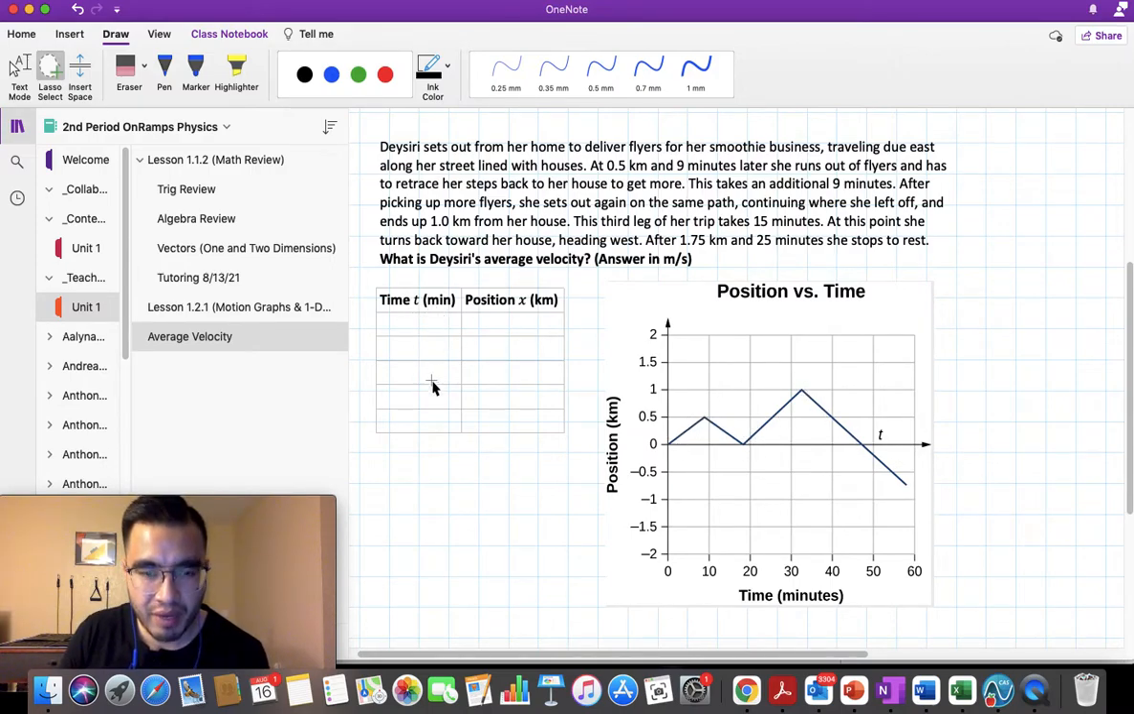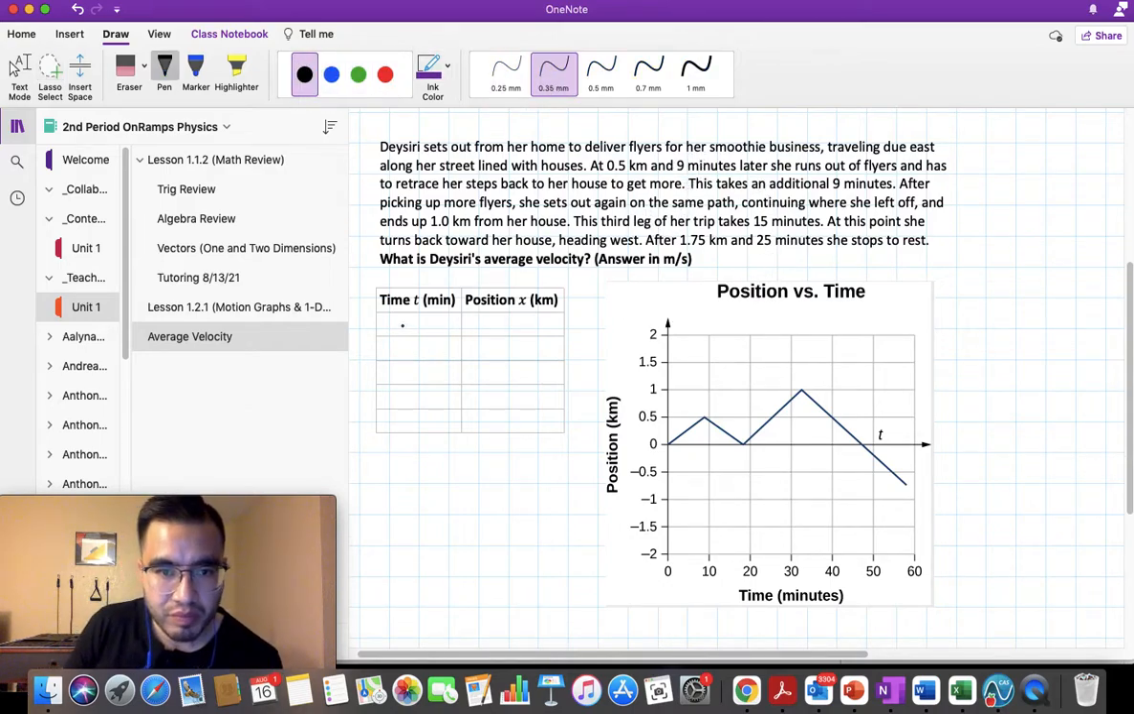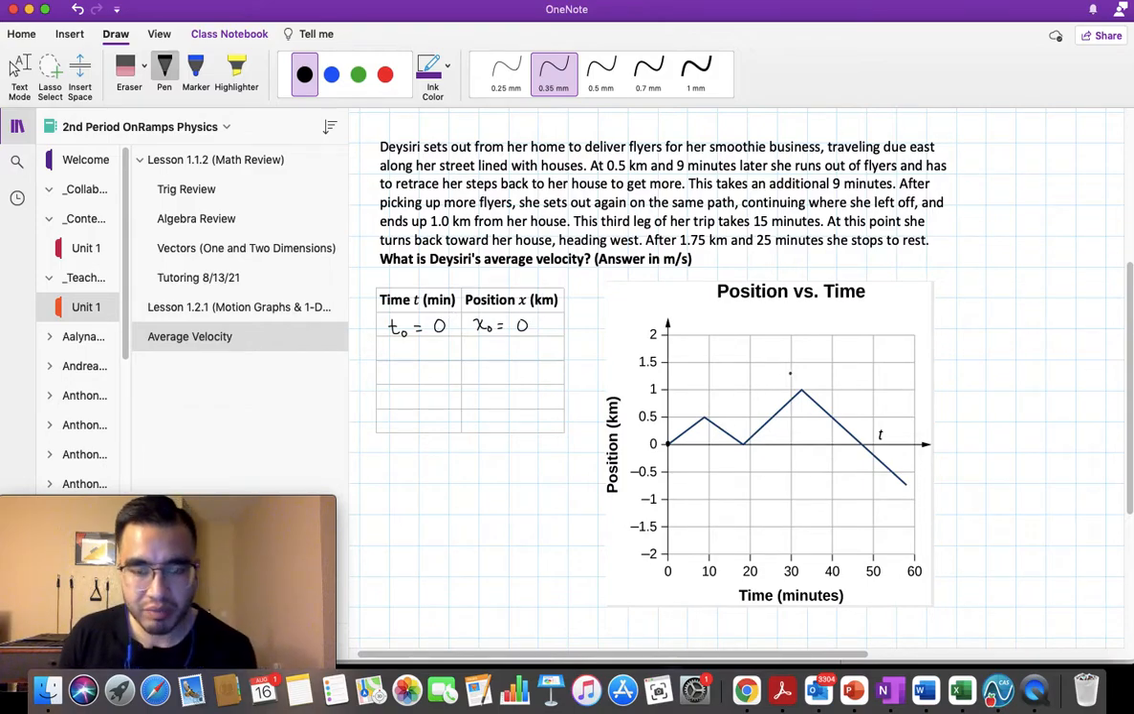Now we have 5 boxes because we have to account for time 0 and 0 position, or time t naught and x naught. So let's start with those. We know that t naught would be 0 here, right? 0 minutes and 0 kilometers. So x naught is 0. I don't have to write the units because my table states that this is minutes and this is kilometers. Okay, very good. This is t naught.